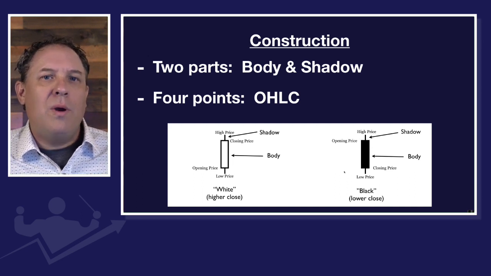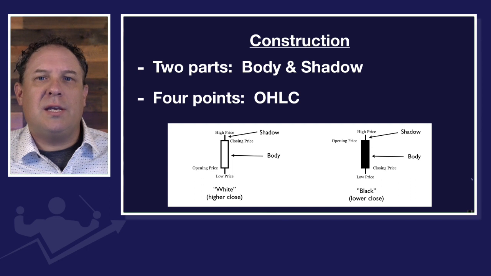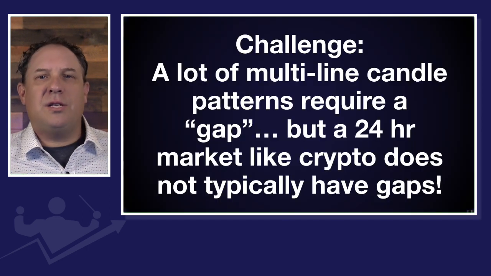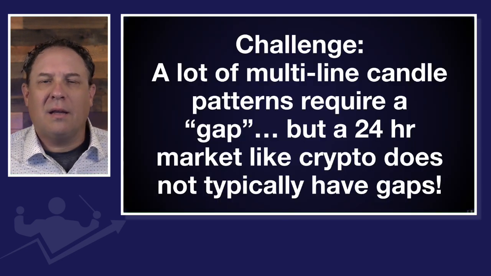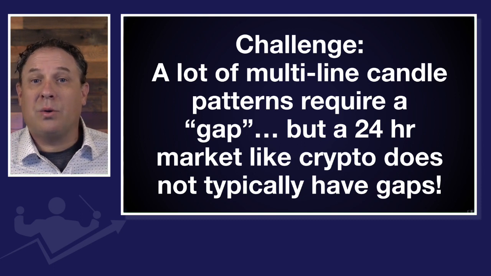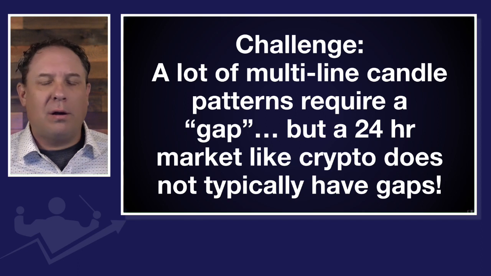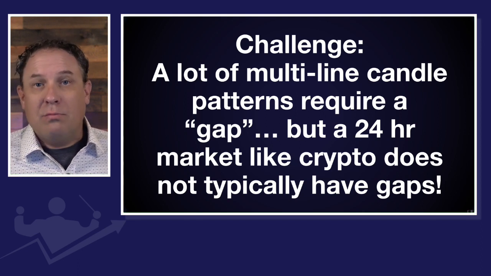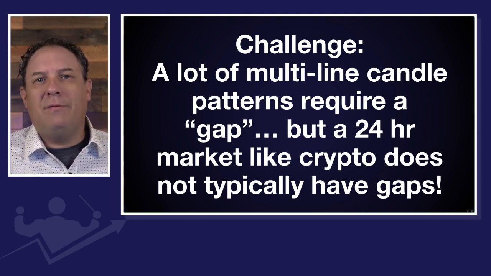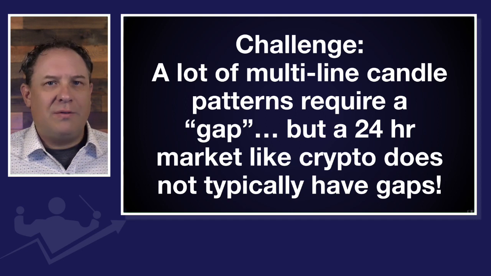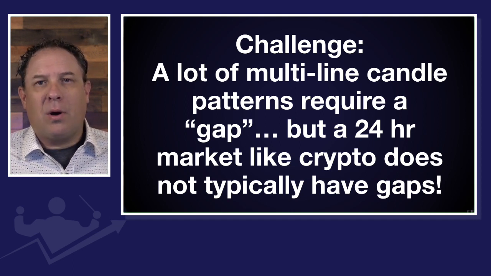All right, so with that said, let's get into what the distinction is here. The challenge that we have with candlesticks is a lot of the multi-line candle patterns require a gap. If you look at the bearish engulfing pattern, dark cloud cover, most of them, maybe not all of them, but most of the 2 candle line patterns or the 3 candle line patterns, you'll see a gap with it. Morning star reversals, evening stars, there should be a gap that's part of that pattern.